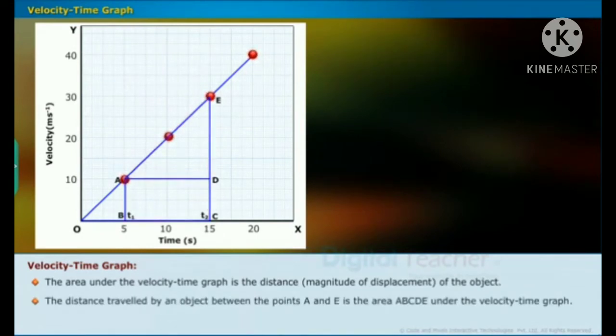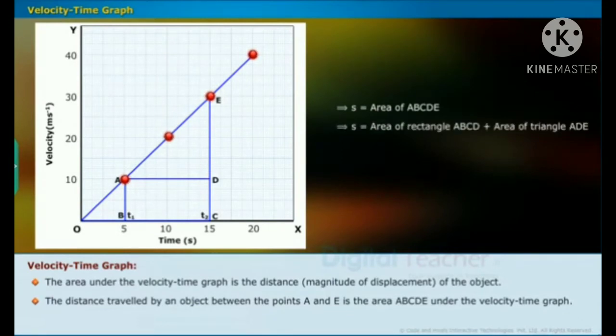The distance traveled by an object between the points A and E is the area ABCDE under the velocity time graph. It implies S equals the area of ABCDE. This is S equals the area of rectangle ABCD plus the area of triangle ADE. Implies S equals AB into BC plus half into AD into DE.